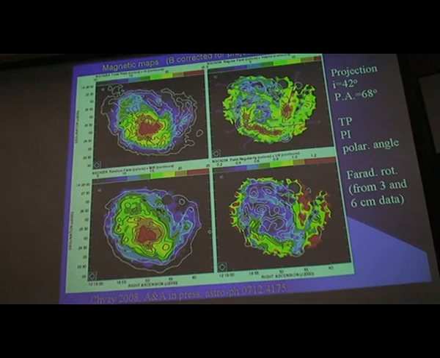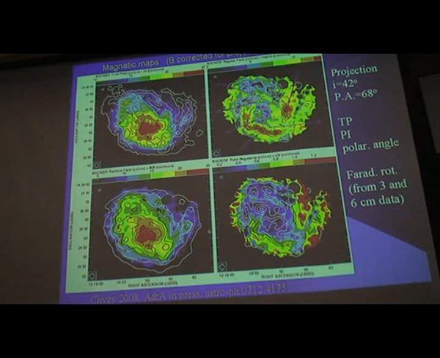So as you can see, the total field reaches about 25 microgauss, which is quite a large value as compared to other galaxies. The random field corresponds very well with the distribution of the infrared emission given here in colors. The regular field is also strong. It is up to 14 microgauss.